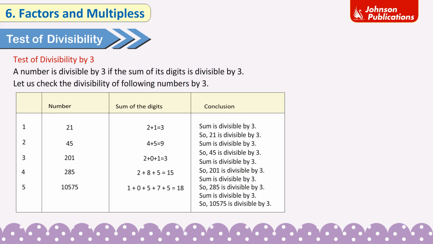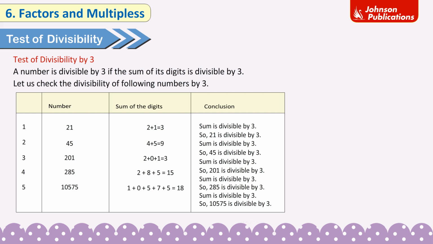Number 2. 45. 4 plus 5 is equal to 9. Sum is divisible by 3. So 45 is divisible by 3. Number 3. 201. 2 plus 0 plus 1 is equal to 3. So, sum is divisible by 3. So 201 is divisible by 3. Number 4. 285. 2 plus 8 plus 5 is equal to 15. Sum is divisible by 3. So 285 is divisible by 3. Number 5.